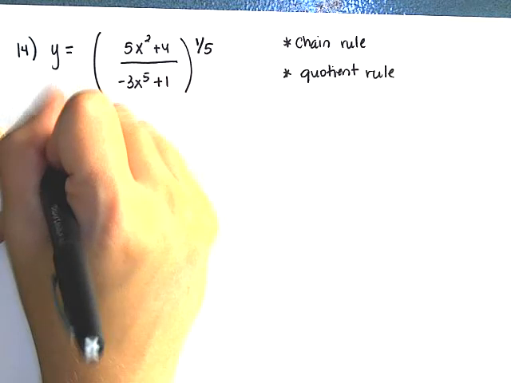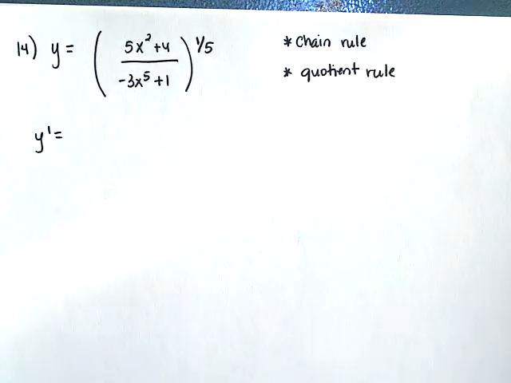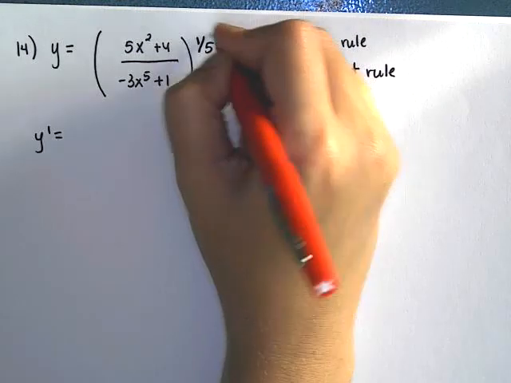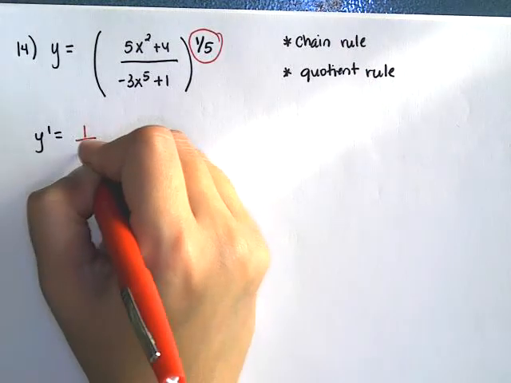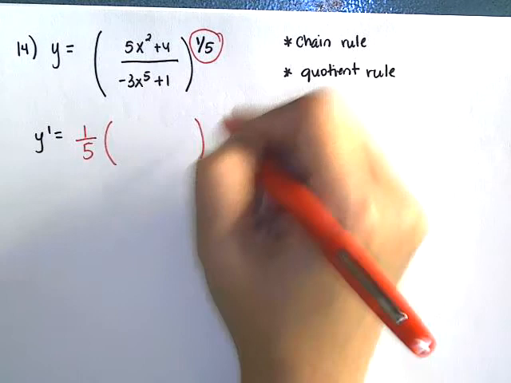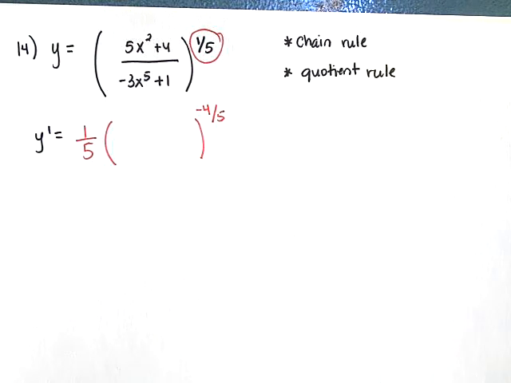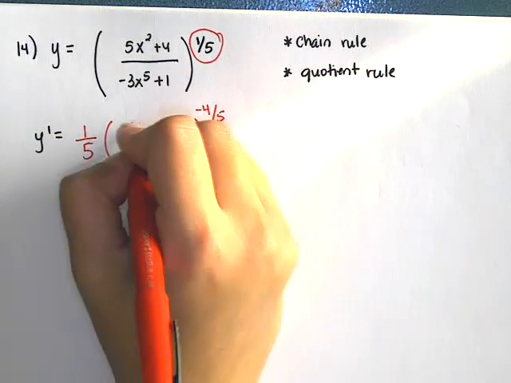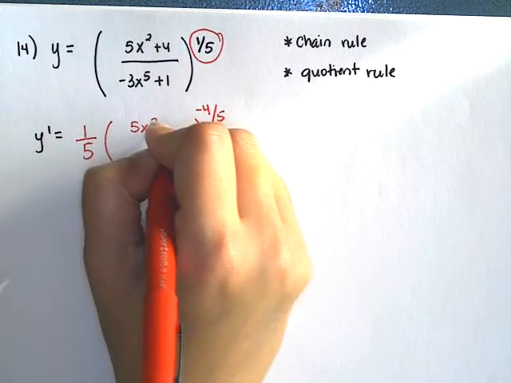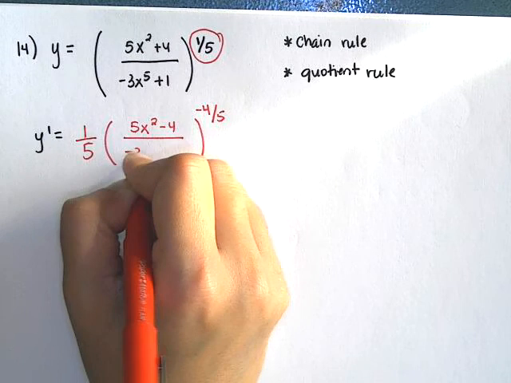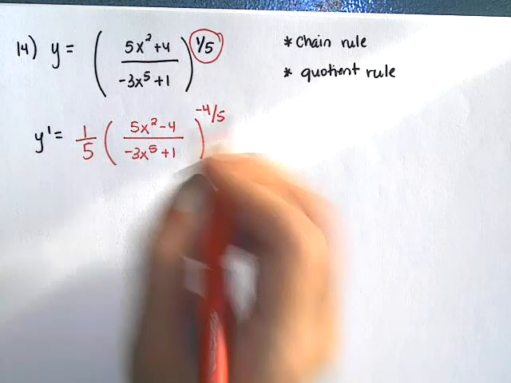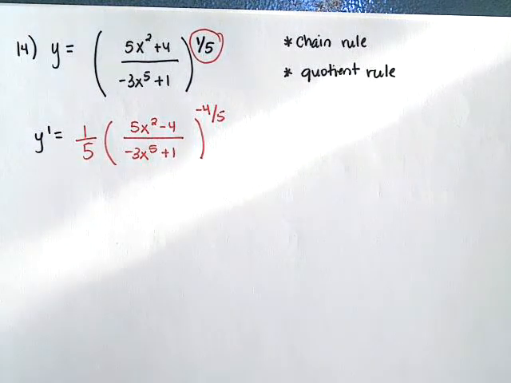So let's do it. I'm going to start by dropping the 1/5 power. So 1/5, I'm going to leave the inside alone, and I'm going to make this a negative 4/5 power. And the inside is just going to stay 5x squared plus 4 over negative 3x to the 5th plus 1. And now I need to do the derivative of the inside.